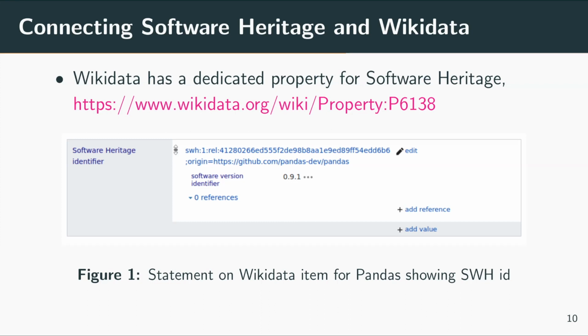So this property is an external identifier property, which means that it stores the value for an external identifier where you can go and find out more information about the item. So this screenshot is a very small snippet of the statements on the Wikidata item for pandas. And here you can see that the software heritage identifier will link you out to the repositories related to pandas in the Software Heritage Archive.